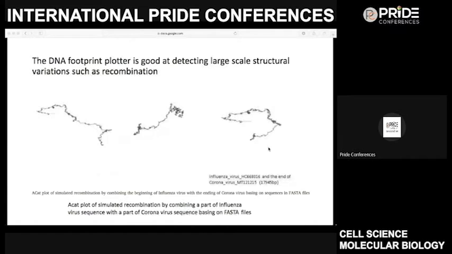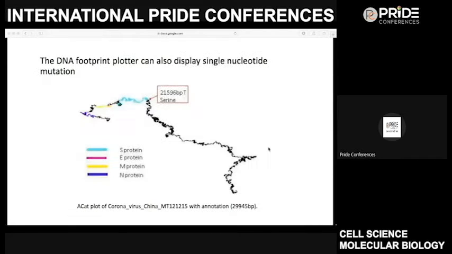The DNA footprint plotter is very good at detecting large-scale structural variations such as recombination. I cut a part of the influenza virus sequence and a part of the coronavirus sequence from sequencing FASTA files, and I put them together into one FASTA file to simulate recombination. We can see the DNA footprint plotter can clearly display this recombination in the chimera genome. See, this part is the influenza virus, and this part is the coronavirus sequence, and these are the recombined plots.